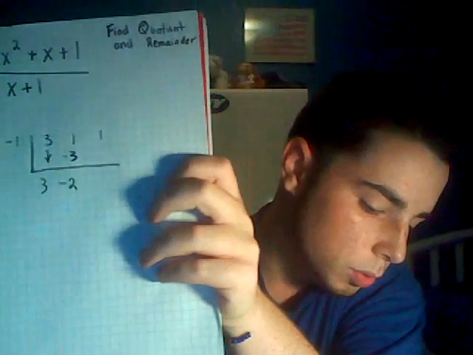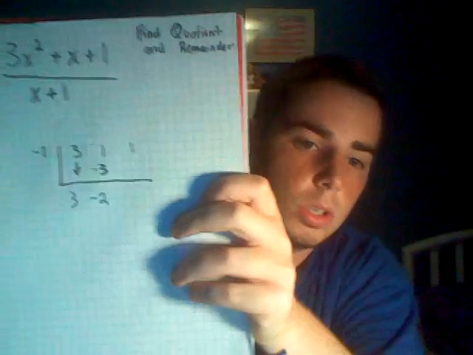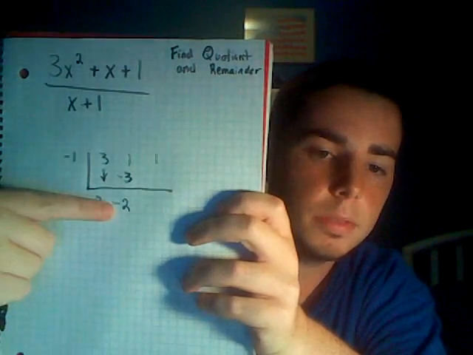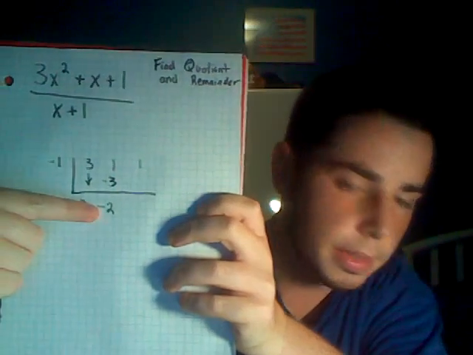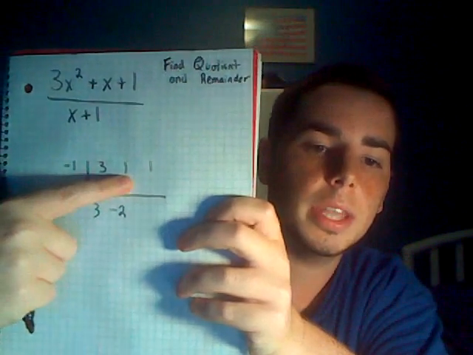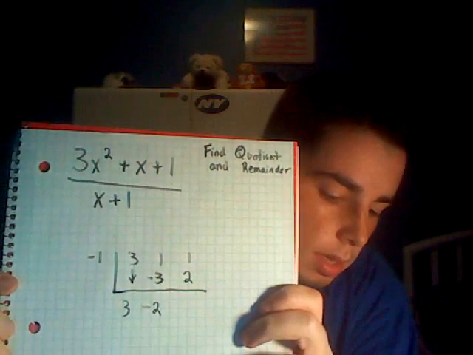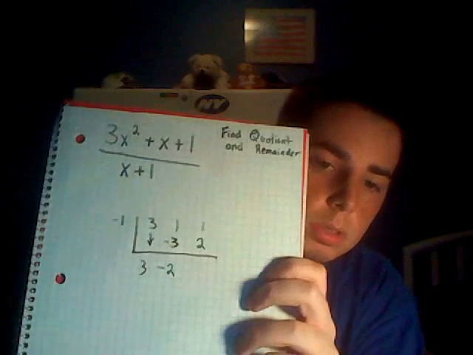Then you would do the same thing. You'd get the -1 times the -2 that you just made. That would give you 2. You put it underneath that last 1 inside the bracket. And then you would add them. So when you add them, you get 3.